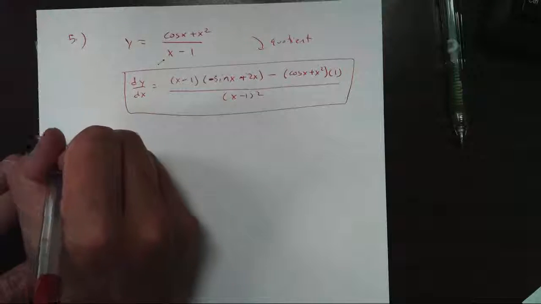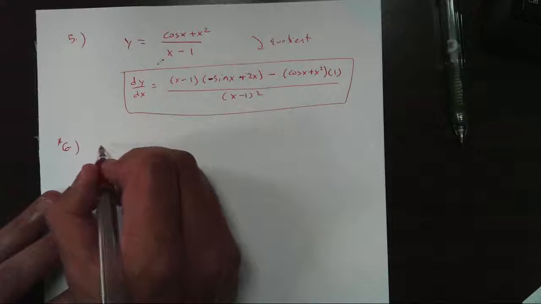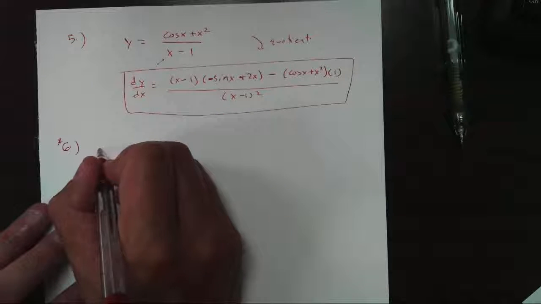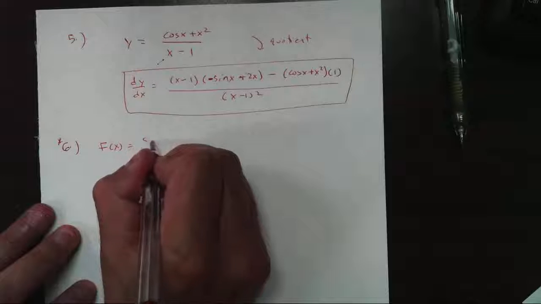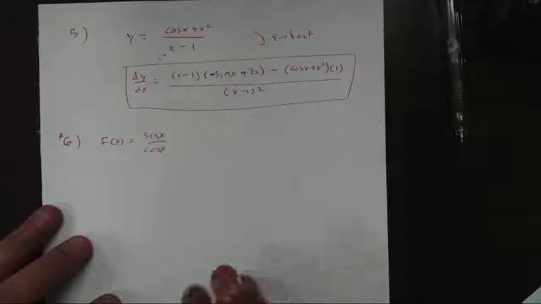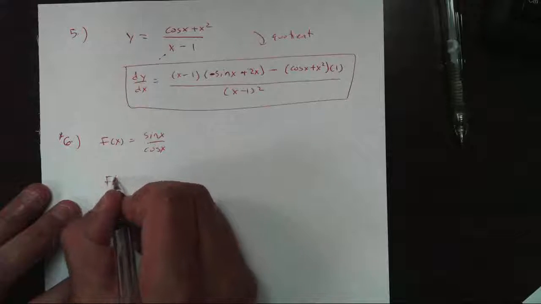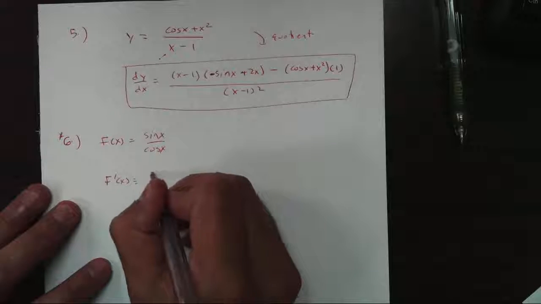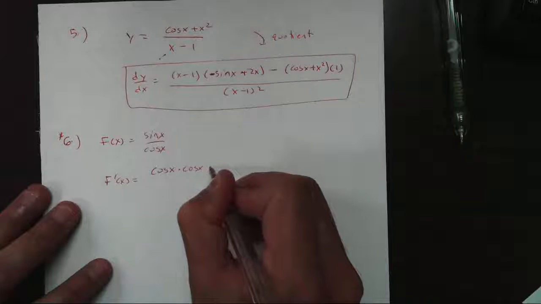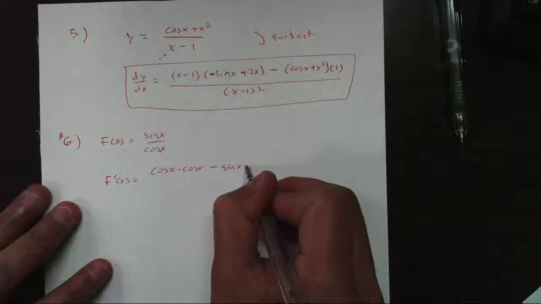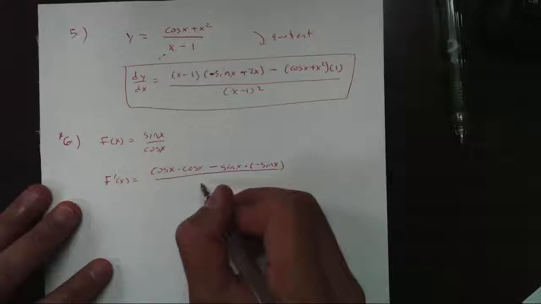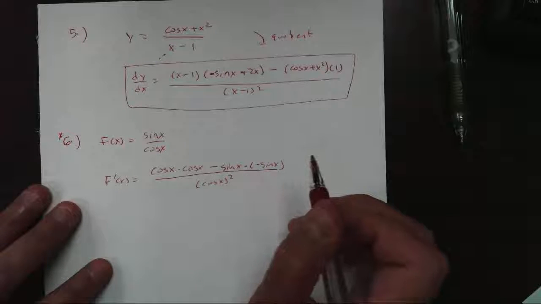So, number 6. Alright. We're going to take a look here real quickly, then we're going to do a super duper hard one, and we'll take a break. Okay? So, what if I give you this? F of x equals sine x over cosine of x. Well, if we want to take the derivative, again, it's quotient rule. It's the bottom, cosine of x, times the derivative of the top, minus the top times the derivative of the bottom, which is negative sine of x, over, what do I do here? Cosine of x squared.